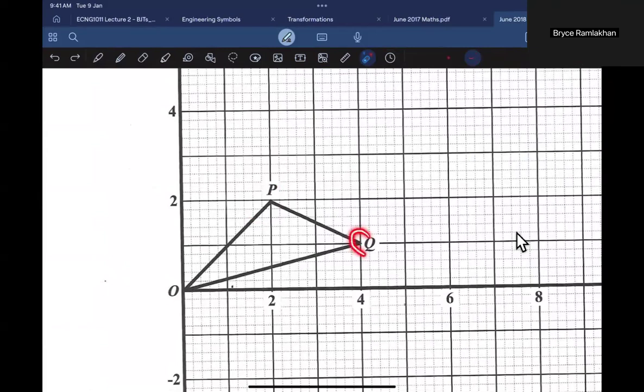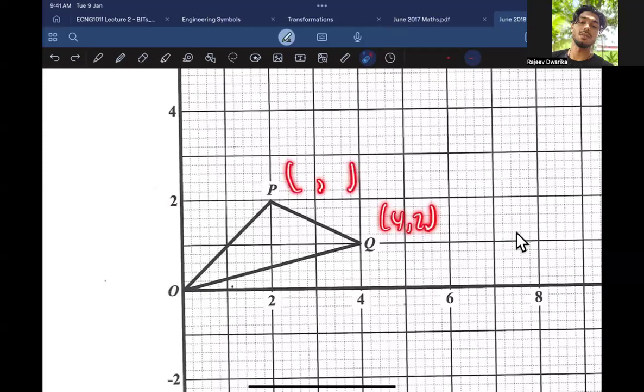Yeah, I really don't know. The coordinate for Q is 4, comma 2. Oh, okay, okay. So P would be, I guess, 2-4 or something like that. Or I guess 2-2 or something.